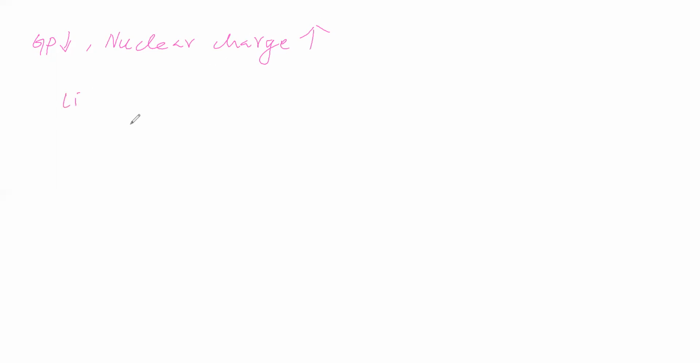Now we will take lithium. Lithium nucleus we have written. The nucleus contains 3 protons and its 2 shells are 1s2 and 2s1. And the sodium nucleus contains 11 protons, with 1s2, 2s2, 2p6, 3s1 that we have written.